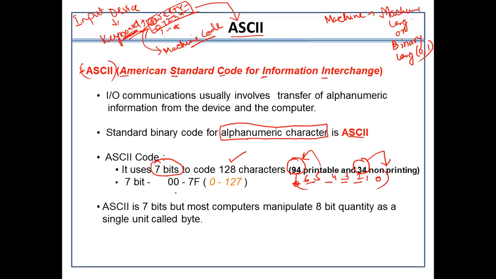Okay, so the idea is that usually we say that ASCII codes encode the data into 7 bits, but actually in some machines we take the size of the ASCII code as equivalent to 1 byte. So 1 byte usually consists of 8 bits.